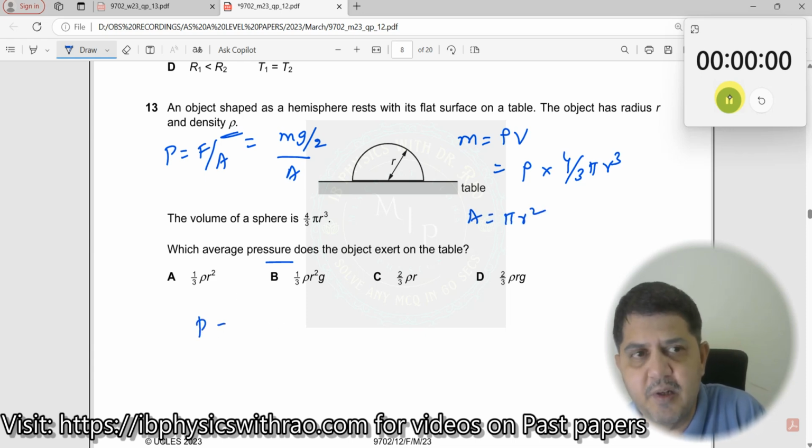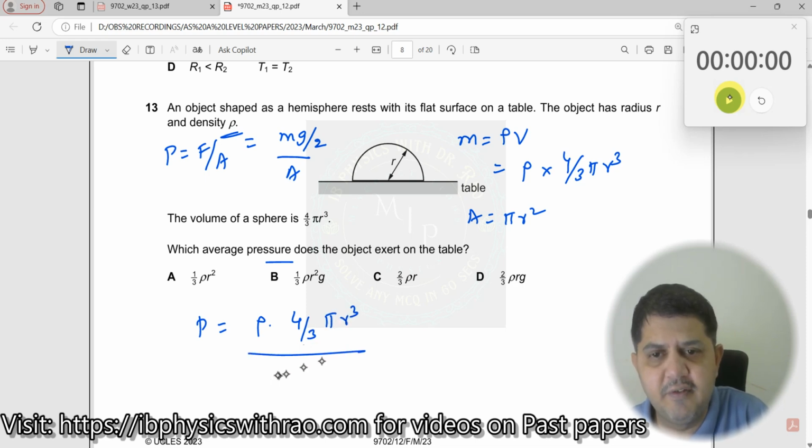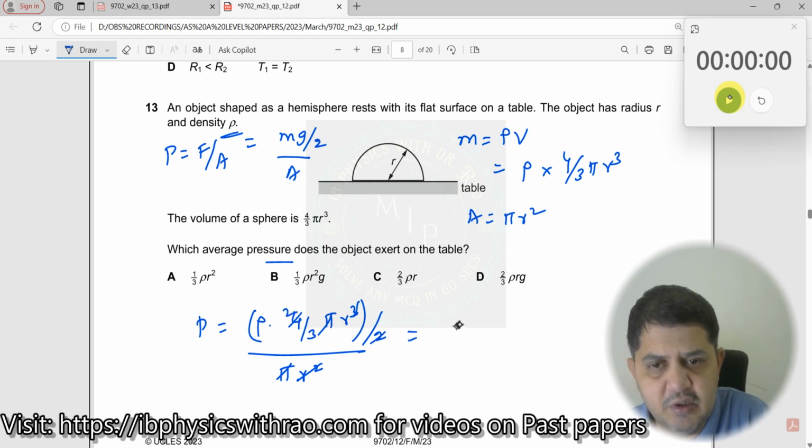So therefore, pressure is equal to rho into 4 by 3 pi r cube divided by pi r square. So square, cube goes away, pi goes away. Did I miss anything? And there's a 2 here. I'm sorry, there's a 2 here. Where did the 2 come from? It's here, right? So 2 1s are, 2 2s are. So this should now be equal to 2 by 3 rho r.